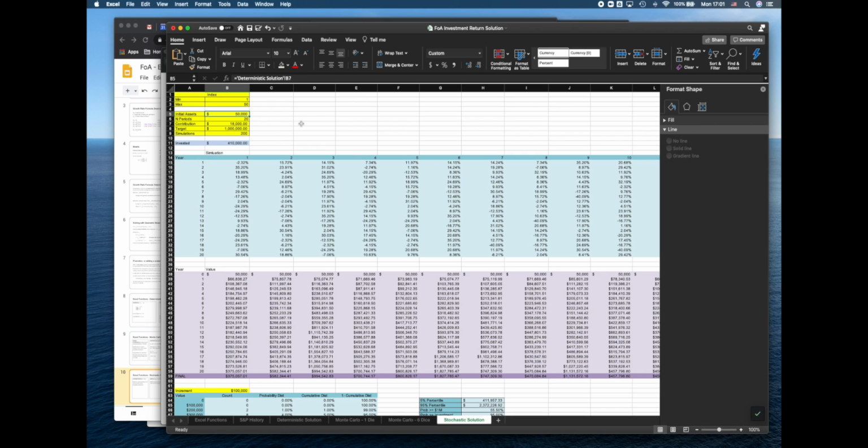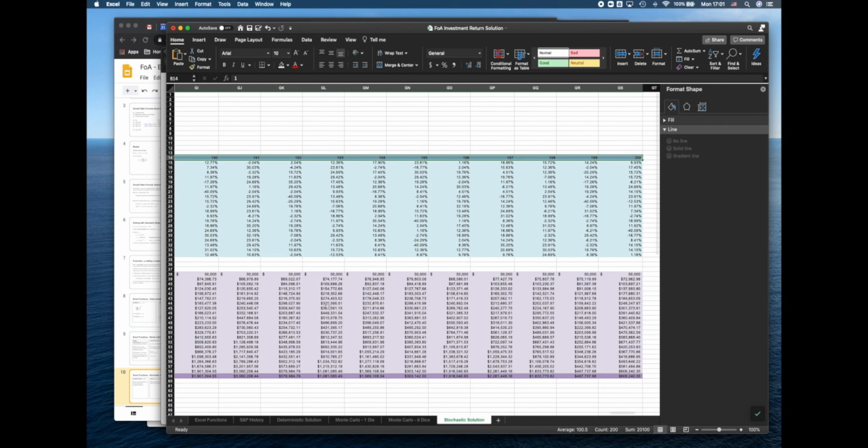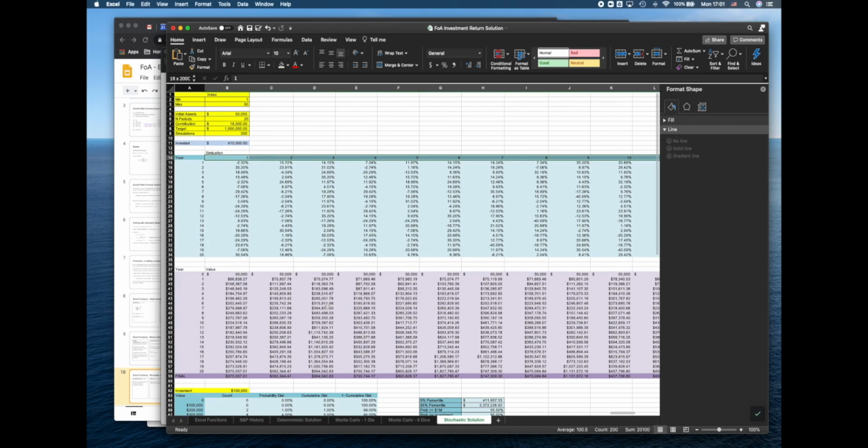We're still doing $50,000 initially. We're adding in 18,000 annual contributions. We're doing it over 20 years. Our target is $1 million, and we're going to do 200 simulations. Okay, so now, good and bad news. So good news is that the math is really easy using Excel. The bad news is you do have to copy this stuff 200 times. So when you're setting this up, just kind of keep that in mind.